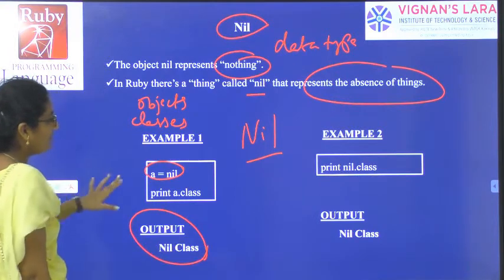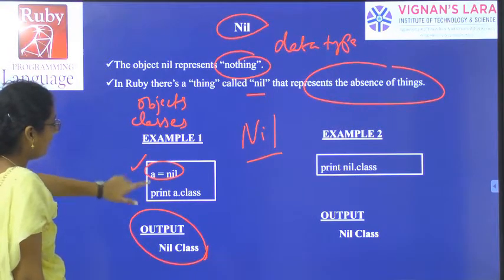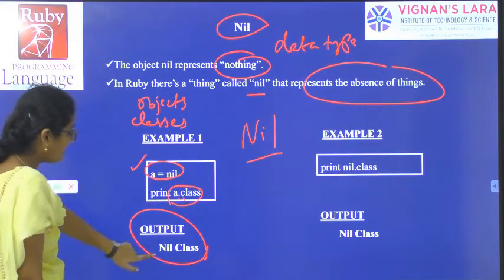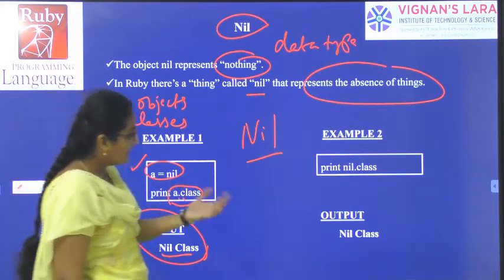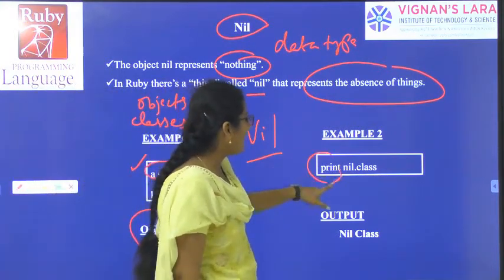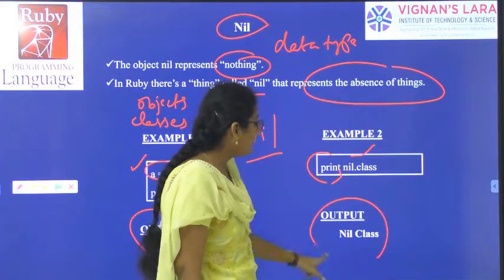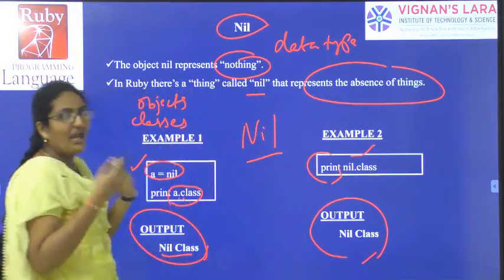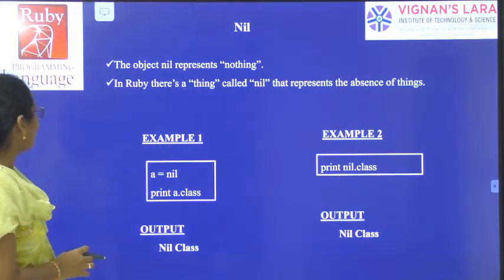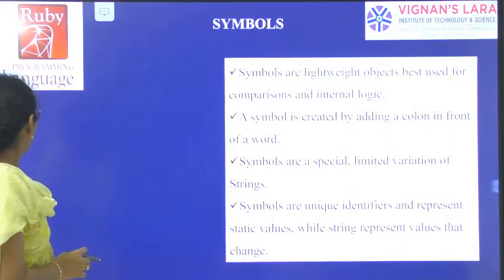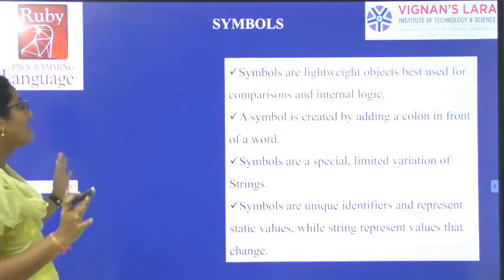So if you see here also, A is initialized to nil and I want to print A. That's why nil class is printed. Otherwise, you can simply print nil class directly also. So nil means nothing, having nothing, absence of everything. This is one data type. And the next data type is symbols.